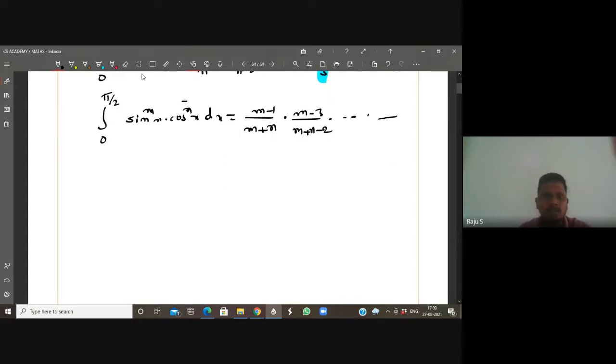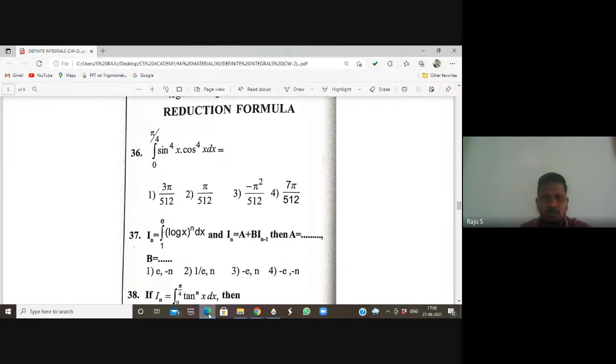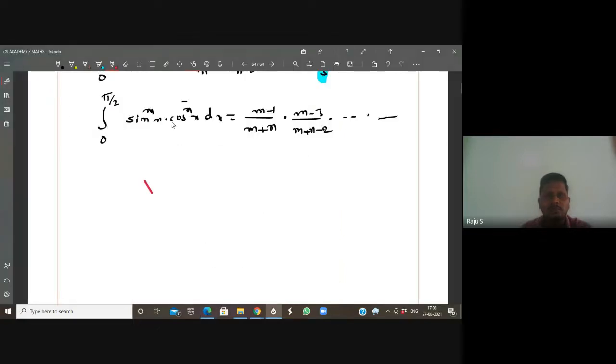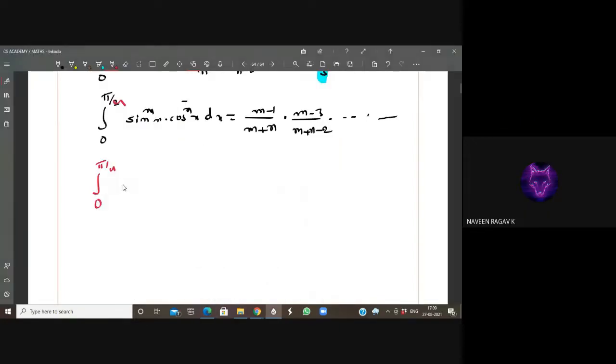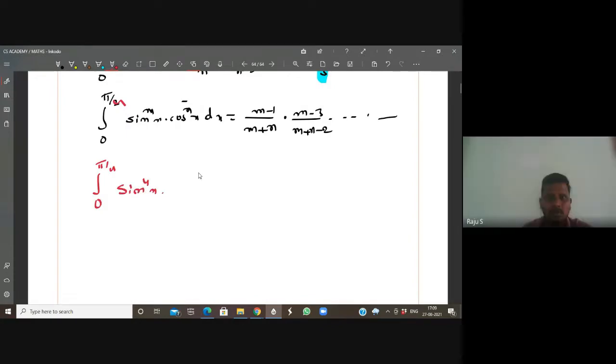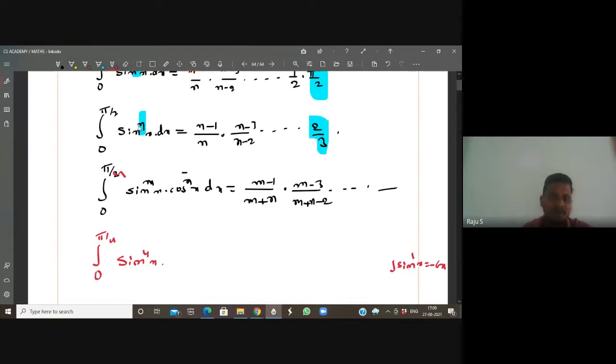Coming to the question, they have already given one question, 0 to pi by 4; sorry, the limit is pi by 4. Sir, if m is equal to 1 or 3, then the whole thing will become 0, no? No, not like that. If the power is 1, for example sine power 1 x, the integral becomes minus cos x. Got it? If the power is 1, we can do it directly.